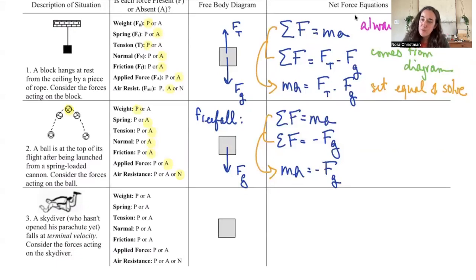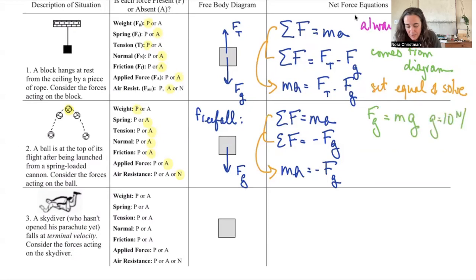Now, one of the things you've already looked at is the relationship, but what is gravitational force? We know that gravitational force, or weight, is equal to mg, where g is 10 newtons per kilogram. And so we can go a step further in this specific one. Since ma equals negative Fg, that must mean that ma equals negative mg. And so we see the m's cancel out.